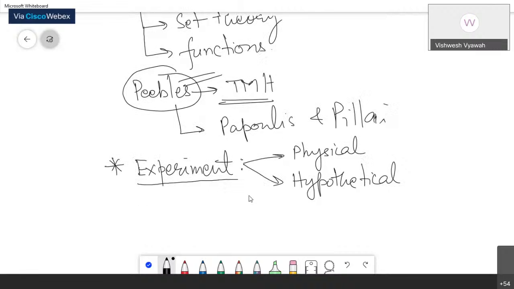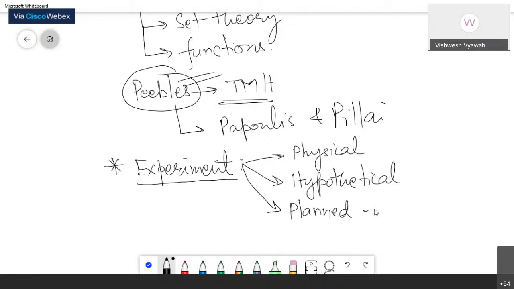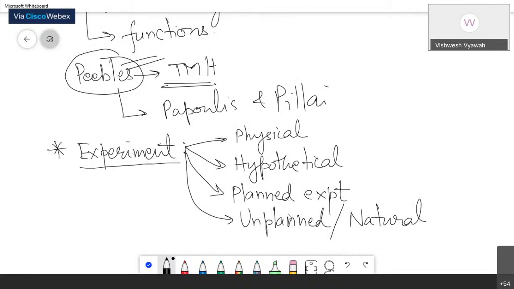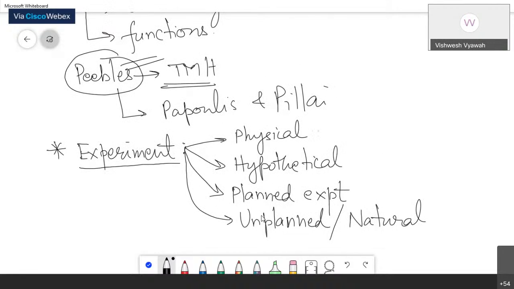Okay, and the third most important thing is, it may be a planned experiment, and it may be an unplanned, if that is the right word I am allowed to use, or what you can call a natural experiment, where we don't have any control.